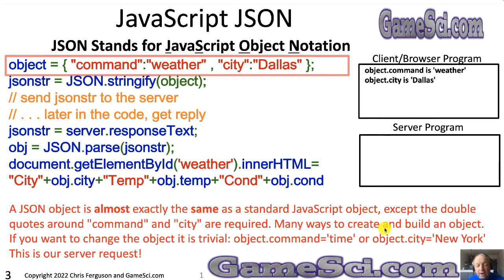There are many ways to create and build an object. This is not the only way to build an object in JavaScript. You can build the object any way you want. I'm just doing this to show you the JSON format.